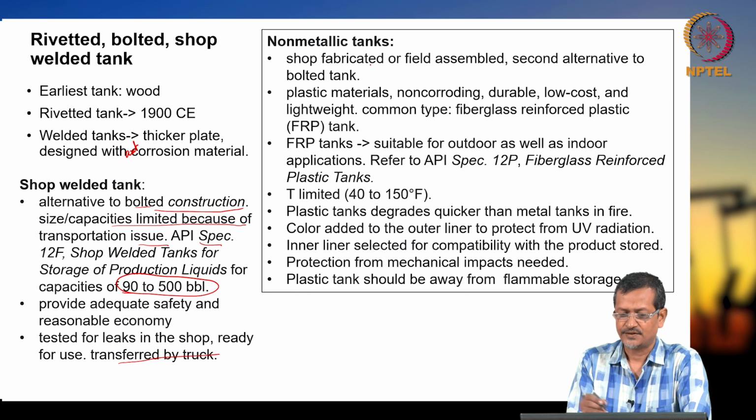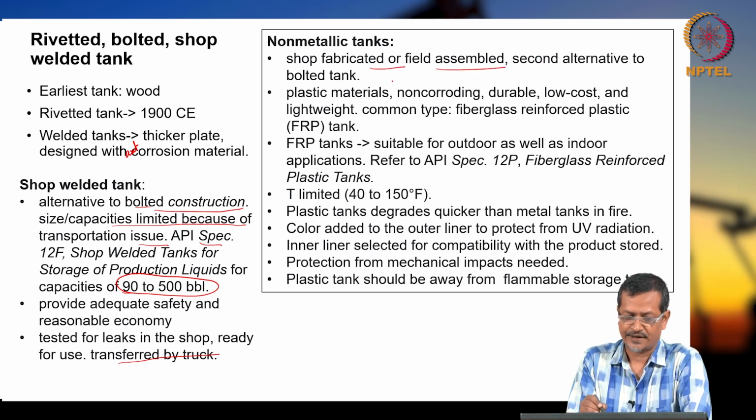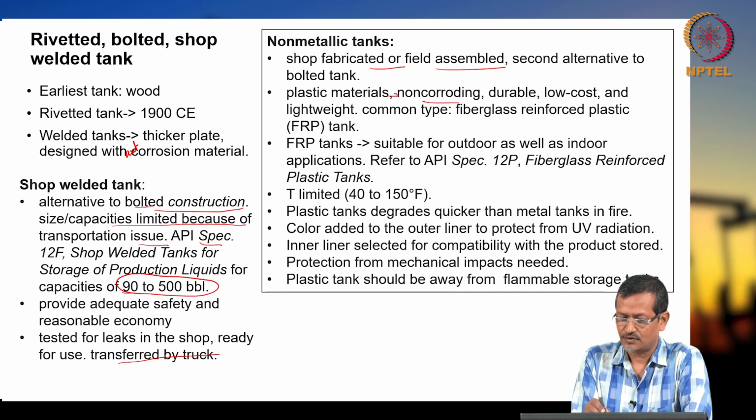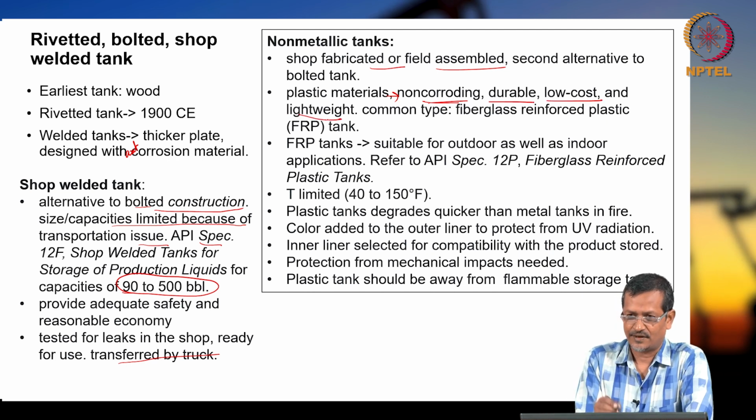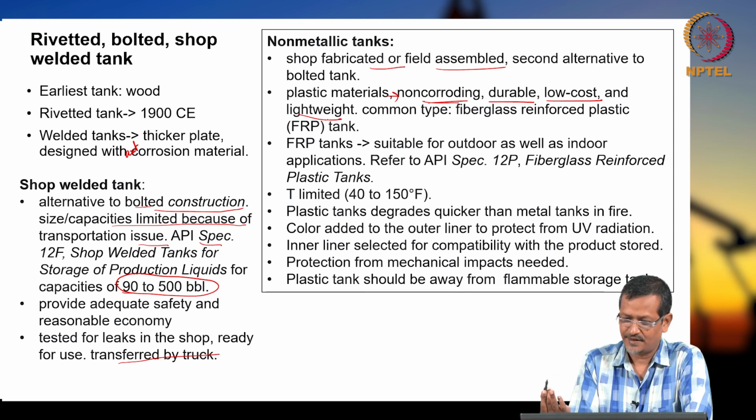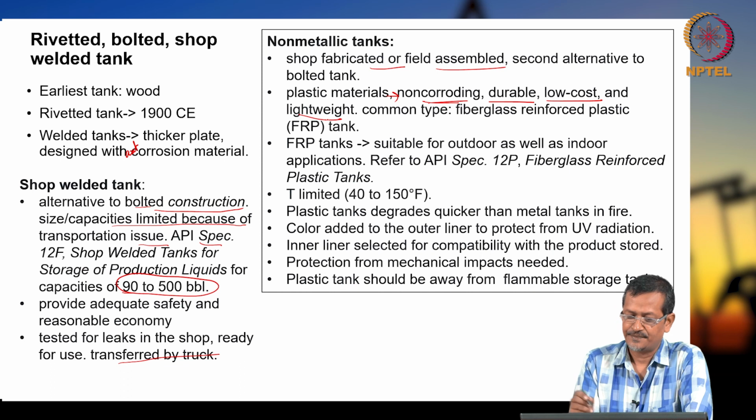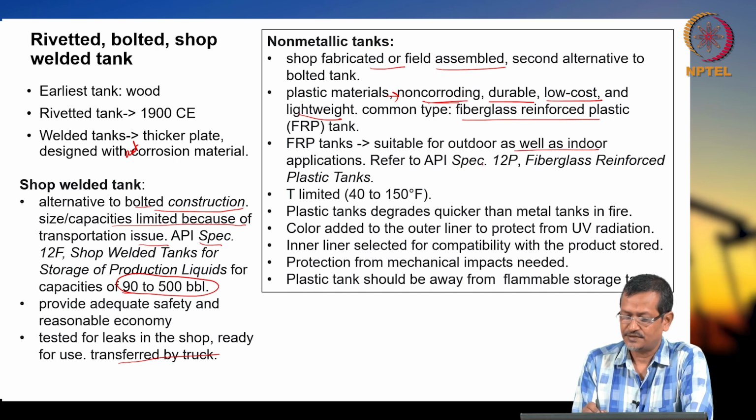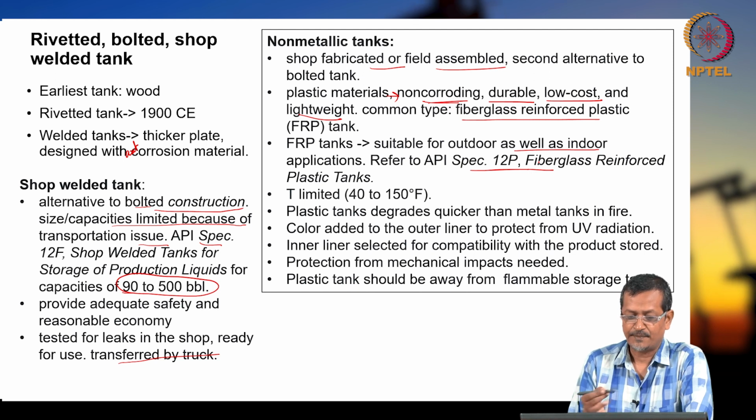So, non-metallic tanks, shop fabricated or field assembled, are another alternative to bolted tanks. I will discuss bolted later. Plastic material is non-corroding, durable, low cost and lightweight. Okay, plastic will be a lightweight material, it will not corrode. Cost is also low, they are saying. So, a common type like fiberglass FRP is used. It is suitable for outdoor as well as indoor application. API spec 12P also covers it, but temperature is limited.